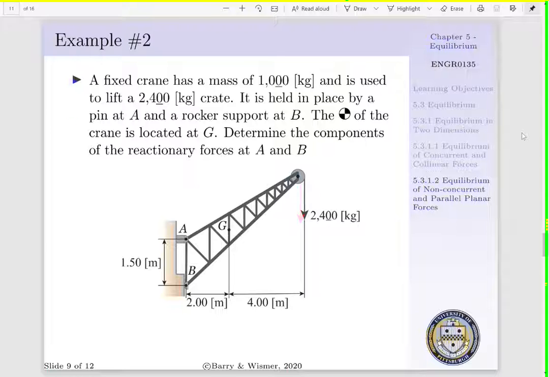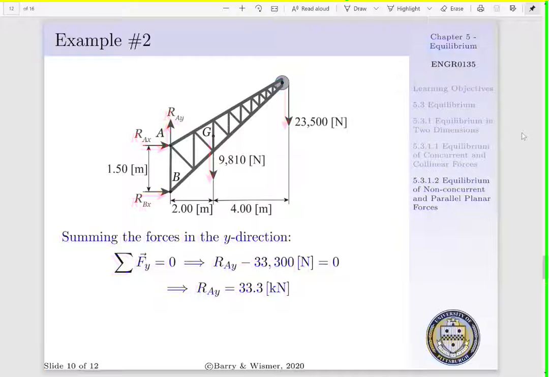We want to determine the components of the reactionary forces at A and B. For us to begin, we are going to draw a free body diagram. Our pin provides reactionary force in the x and y direction, i.e. RAX and RAY. Our roller or rocker provides reactionary force in the x direction, i.e. RBX. The weight of the crane is 9,810 newtons, and this is applied at point G. And the weight of the crate is 23,500 newtons, and this is applied at the end.